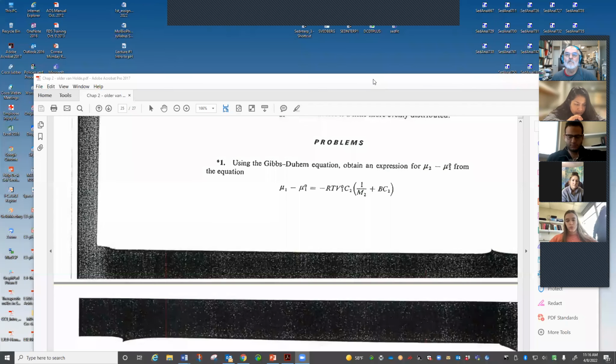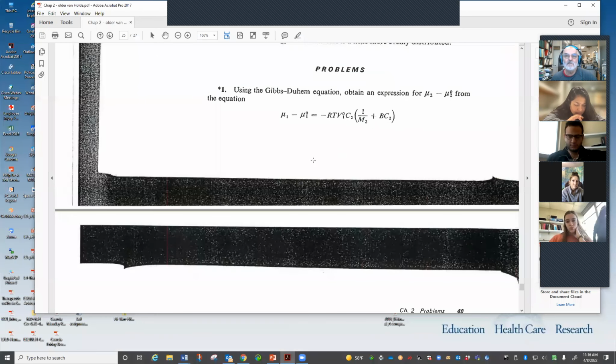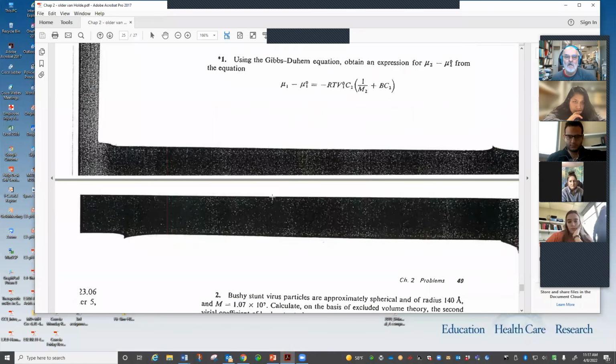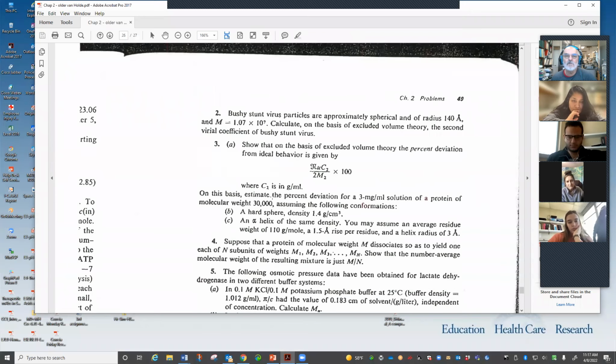Okay, so problem 5 is from this older Van Holt, and one of these are the questions right here. So 3 is one of the questions. It's asking for the second virial coefficient for bushy stunt virus. And in general, people that I've looked at are doing it, quote unquote, more or less correctly.